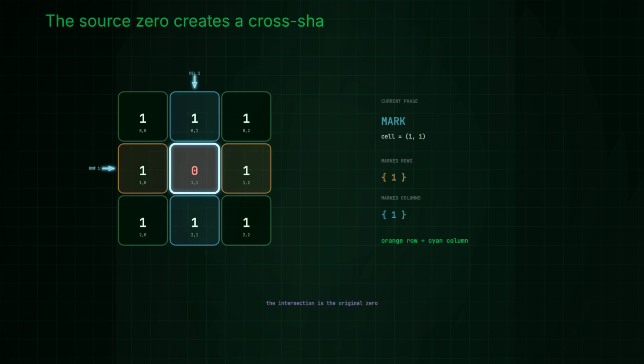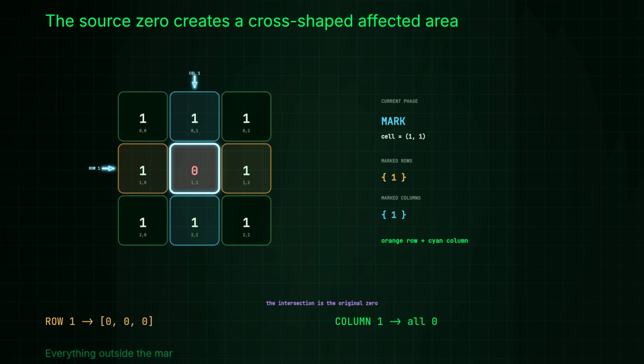The 0 at row 1, column 1 marks that whole row and that whole column. Every cell in row 1 must become 0, from the left edge to the right edge. Every cell in column 1 must also become 0, from the top edge to the bottom edge. Cells outside all marked rows and columns keep their original values.